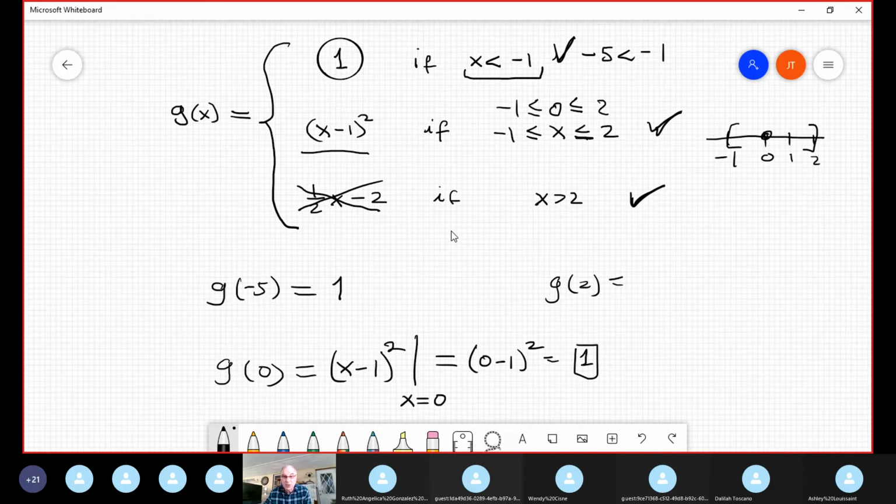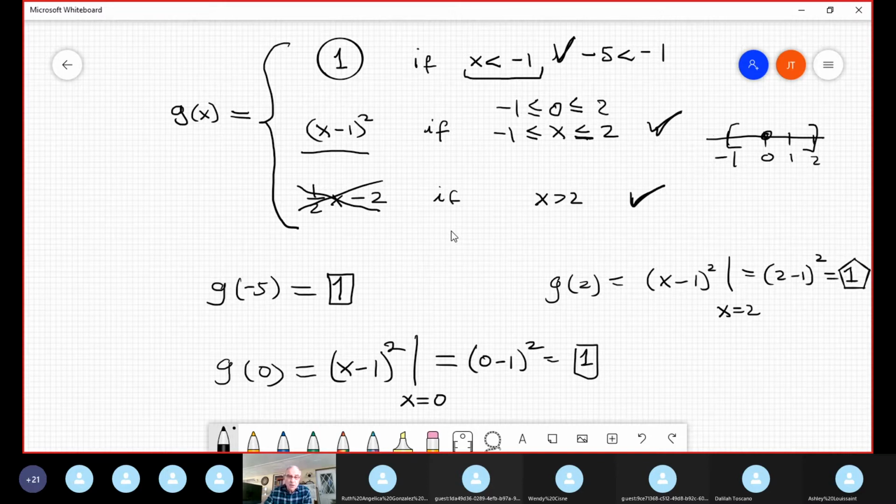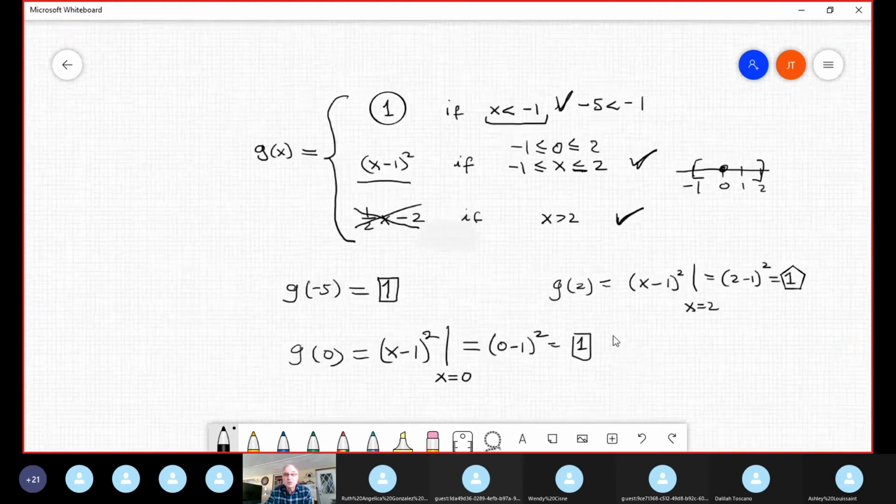So, for 2, the selection again is the second expression, and you evaluate at 2. So 2 minus 1 squared: 2 minus 1 is 1, 1 squared is 1, the answer is 1. Wow, the answer is 1. Do you understand or need more?